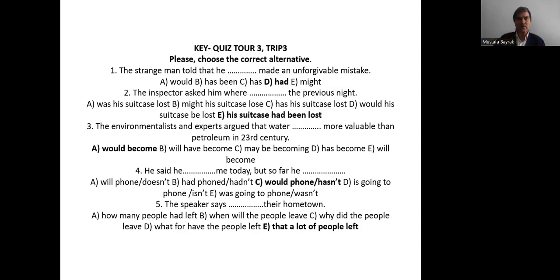Okay. The next question is the 5th one. The speaker says blank their hometown. The speaker says that a lot of people left their hometown.